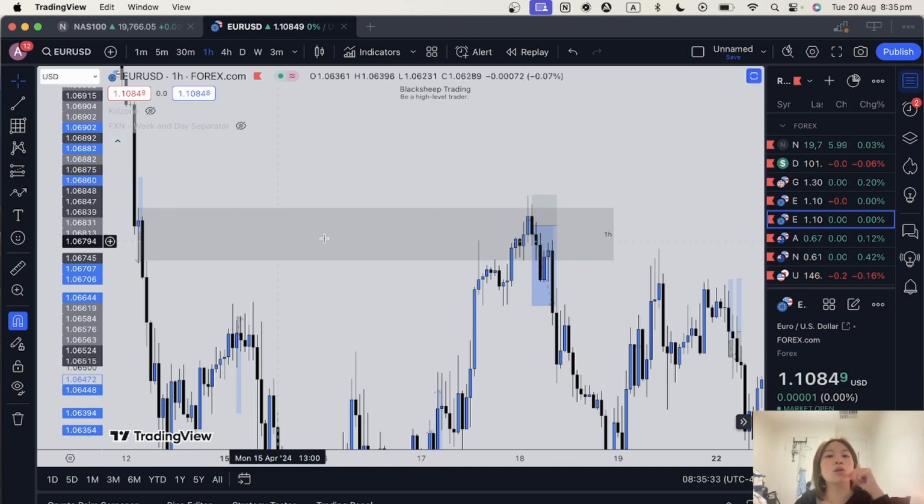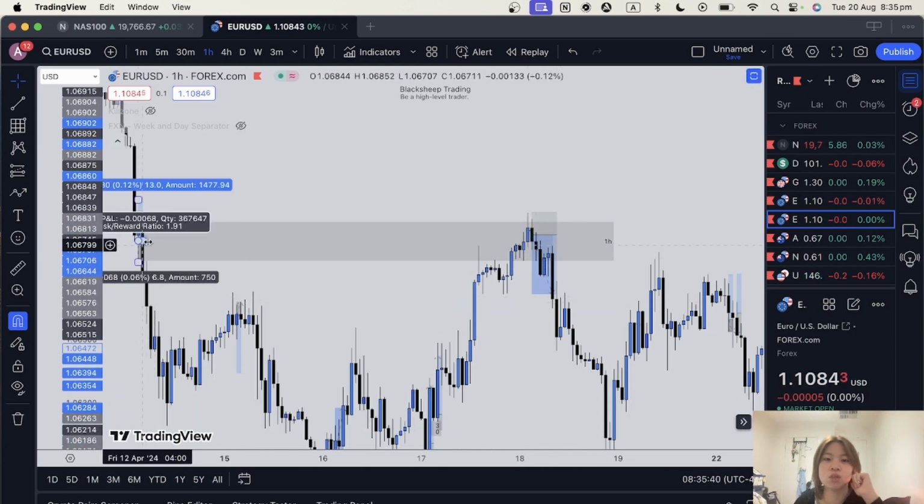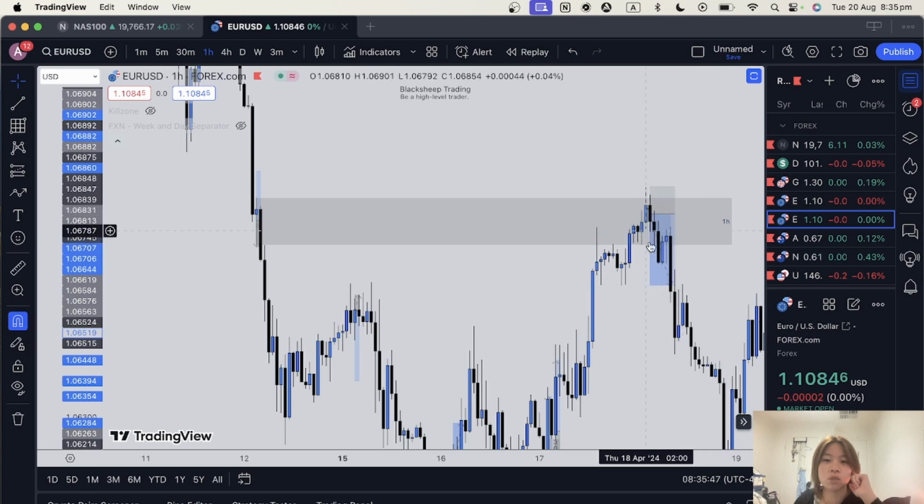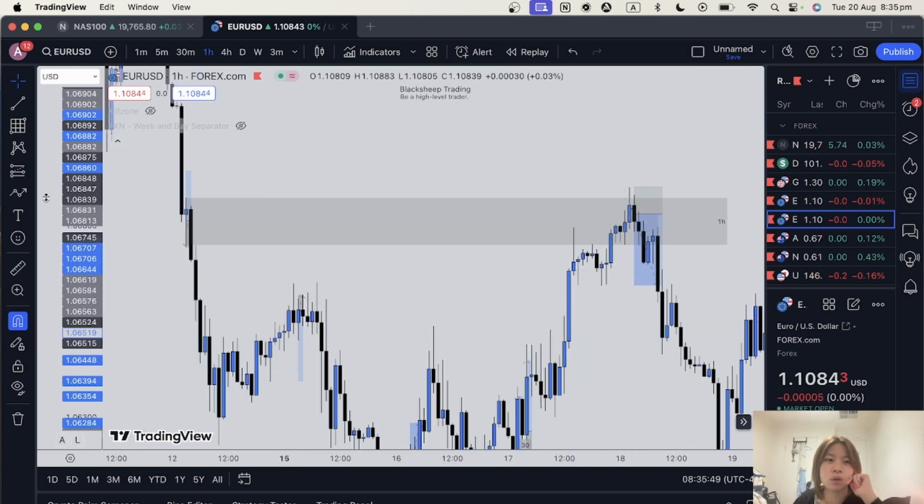If we close above it, then I wouldn't look at this trade anymore. That wouldn't be a trade idea anymore, because it just disrespected it. To respect an order block, it just has to close within it. It doesn't matter if we wick above it, that's fine, but we want it to respect, and we don't want it to go into it too much as well.